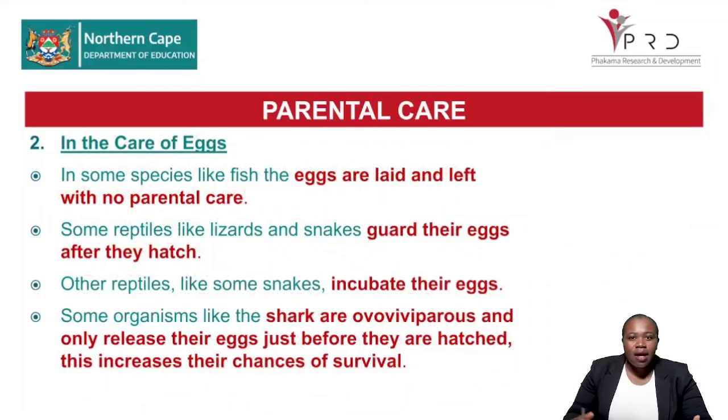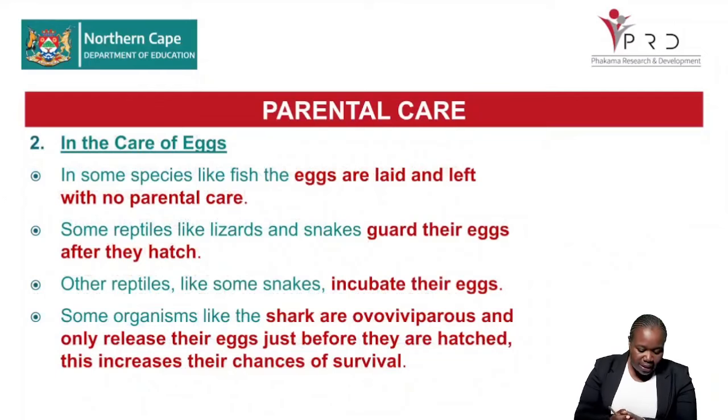Secondly, the care of eggs. As the eggs are laid, some organisms would take care of the eggs. They would make sure that the eggs are protected throughout that period of development, right? You would see that the hen would go around the eggs and have a look at them every now and then, just to make sure that they are protected and they are not eaten by predators.